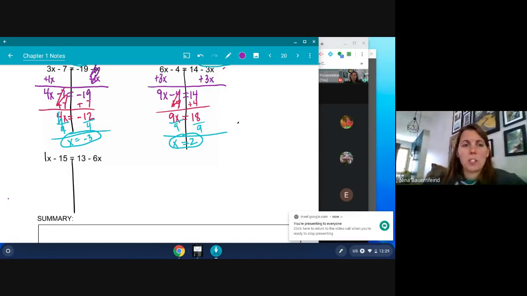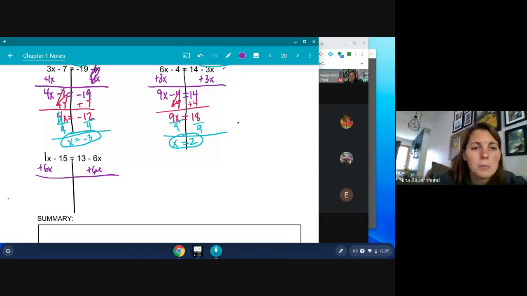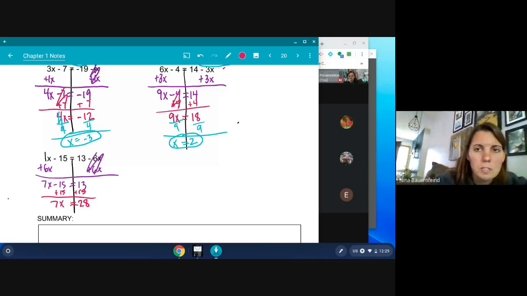What do you guys want to do first? I don't care. Add 7. Okay, so do add 6. Yeah, I knew what you meant. So those drop and we get 7x minus 15 equals 13. And you add 15. Yep. It was 28. You divide it. 7x equals 28. And then he said divide by 7, x equals 4.